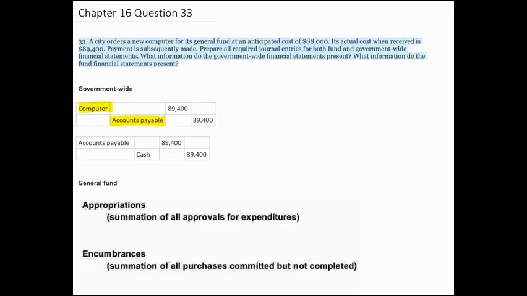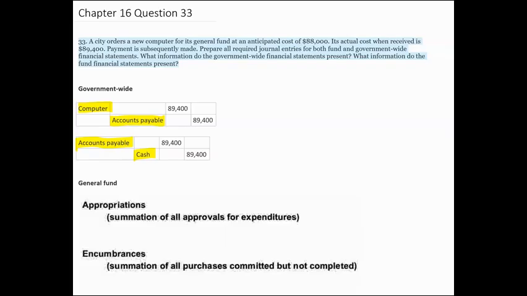Then when the city paid for the computer, the journal entry is to debit accounts payable and credit cash, the amount that they recorded on the books as accounts payable. So the journal entry prepared for the government-wide financial statement is the same as what we normally do for private sector companies. And this is the government-wide financial statement.